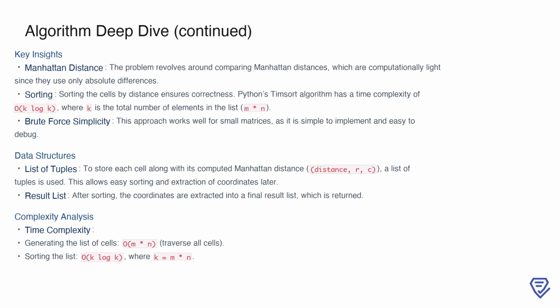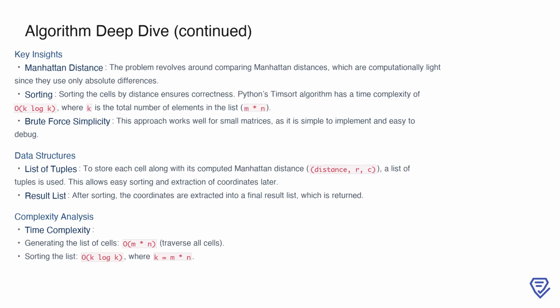There are several key insights that make this approach effective. First, the use of Manhattan distance is computationally efficient, as it only involves absolute differences, avoiding the need for complex mathematical operations. Second, sorting the cells ensures the correctness of the output. Python's built-in sorting algorithm, timsort, operates with a time complexity of O(k log k), where k is the total number of cells in the matrix, which equals m multiplied by n.